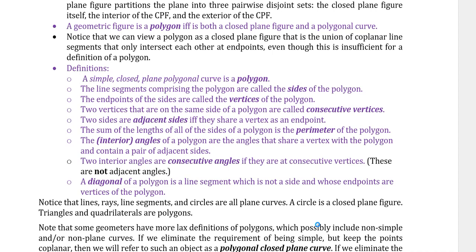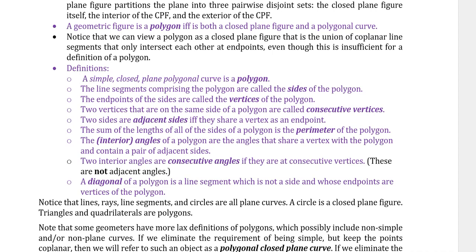Notice that lines, rays, line segments, and circles are all plane curves. A circle is a closed plane figure. Triangles and quadrilaterals are polygons. Note that some geometries have more lax definitions of polygons, which possibly include non-simple and/or non-plane curves.